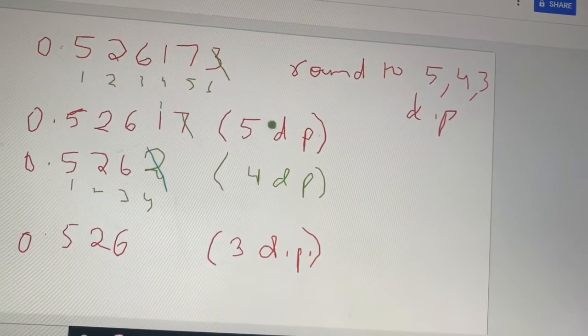So we have figured out the 5 decimal place answer and the 4 decimal place answer. Now we are going for the 3 decimal place answer. So we need to get rid of this 2, because 2 is less than 5 and it will not change anything. So our answer will be 0.526. Now after the decimal we have 3 digits. That's why this answer is 3 decimal places.